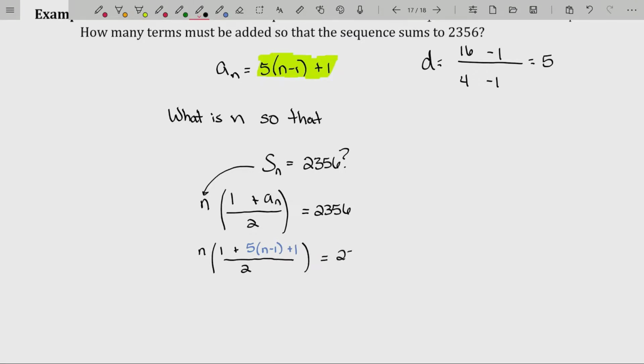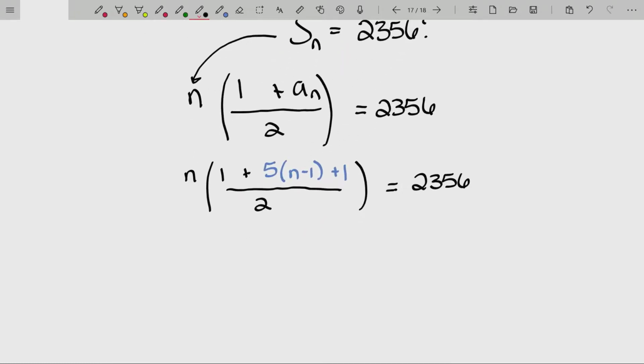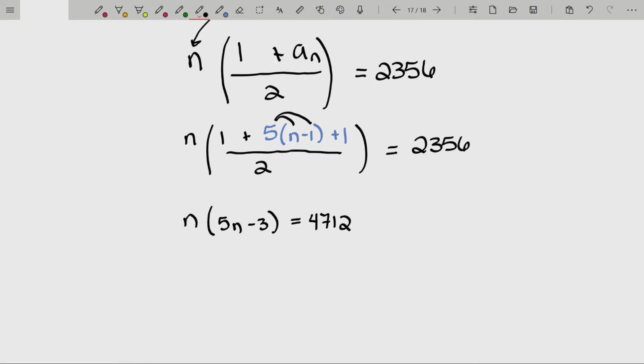And we want that to be 2,356. Look at the unknowns in this problem. Just a couple n's here. I'm going to multiply both sides by 2 to get rid of that fraction. And I'm also going to clean up the interior of this. This is 5n minus 5 plus 2, or minus 3. Let me just double check. 5n minus 5, but plus 2 is minus 3. Great. And I'm multiplying both sides by 2. That's 4,712. Now you should note this is going to be quadratic. This is 5n squared minus 3n minus 4,712 is equal to 0.